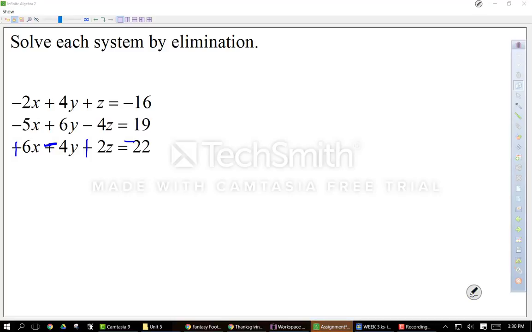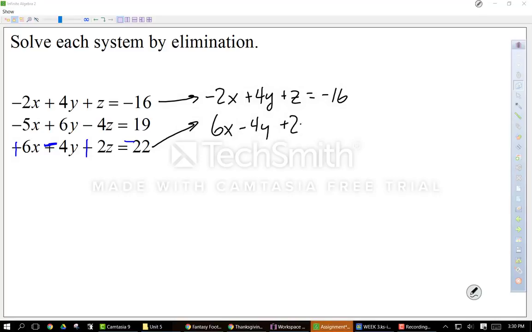So I'm going to rewrite my top equation. I get negative 2x plus 4y plus z equals negative 16. And then I'm going to rewrite my bottom one after I flip the signs: 6x minus 4y plus 2z equals negative 22. Now I can add them together. 4x, my y's are canceled, no more of them, plus 3z equals negative 38. So this equation that I just wrote has no y's in it.